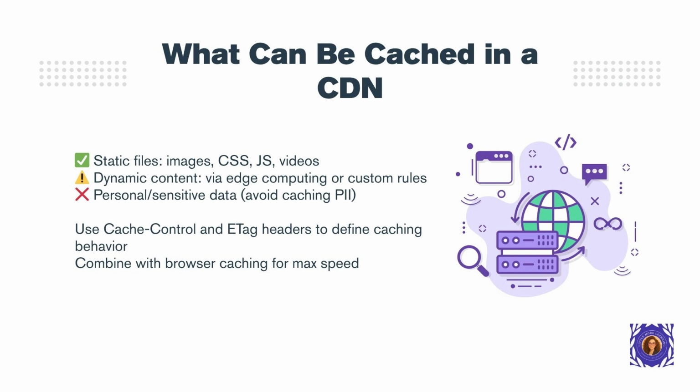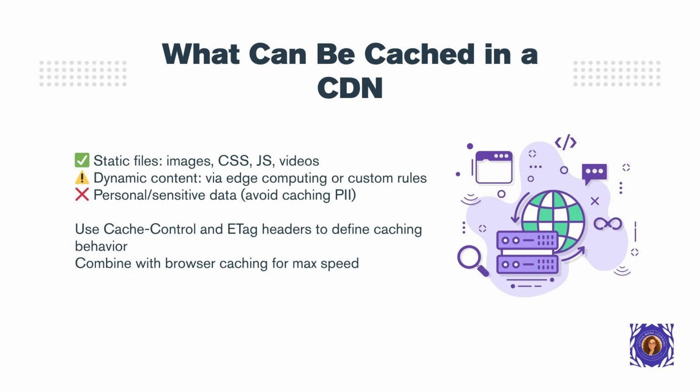Personal and sensitive data. You must never cache personally identifiable information, PII, or highly sensitive data, like user bank balances, health records, or authentication tokens on a CDN. This is a critical security and privacy concern. Such data must always be fetched directly from your secure origin server.